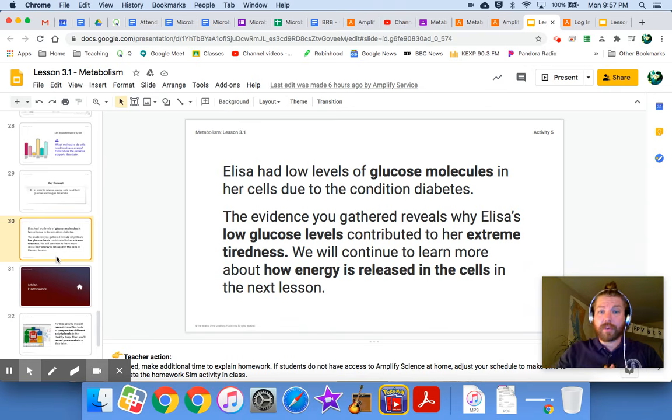Fun stuff ahead. We're going to continue to learn more about how energy is released in cells in the next lesson. Not just what molecules you need, but what is the actual process. Hey, homework time.